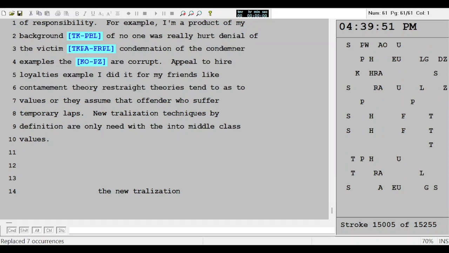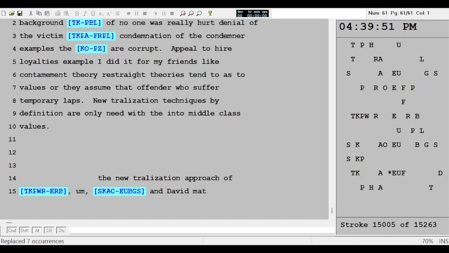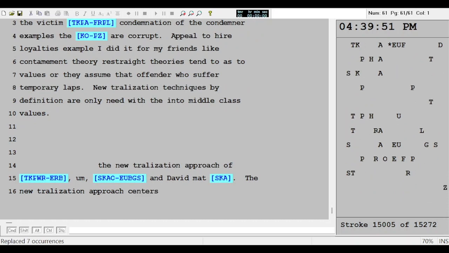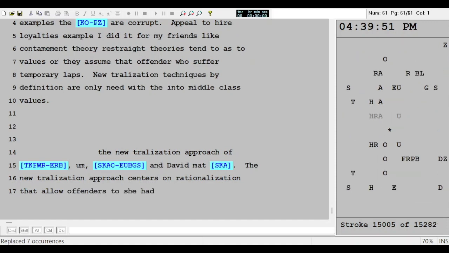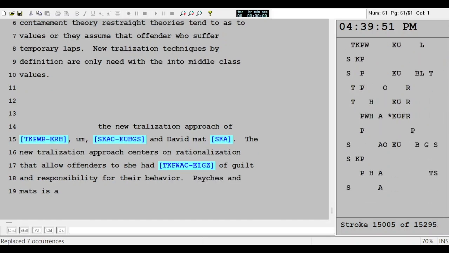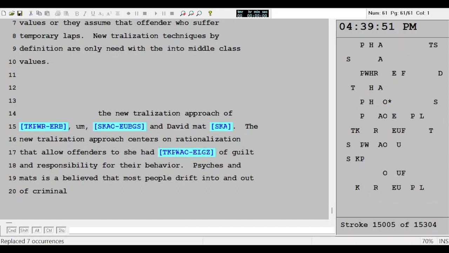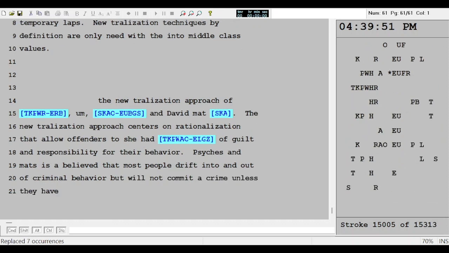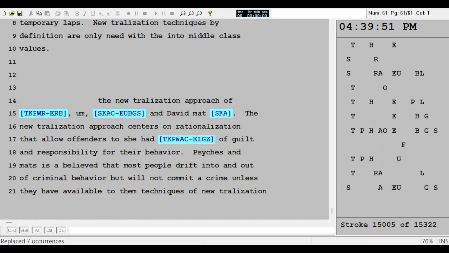The neutralization approach of Gresham Sykes and David Matza. The neutralization approach centers on rationalizations that allow offenders to shed feelings of guilt and responsibility for their behavior. Sykes and Matza believed that most people drift into and out of criminal behavior, but will not commit a crime unless they have available to them techniques of neutralization.